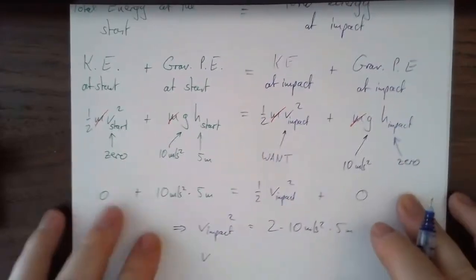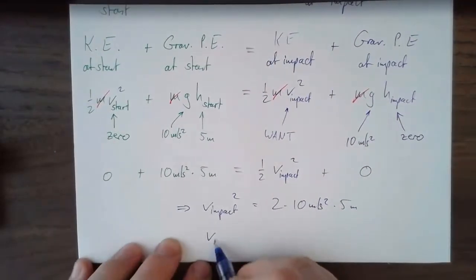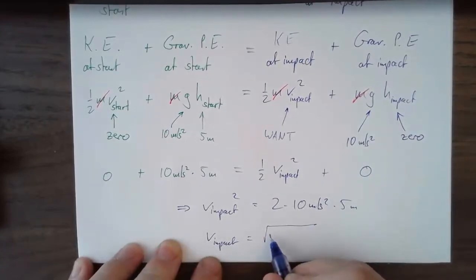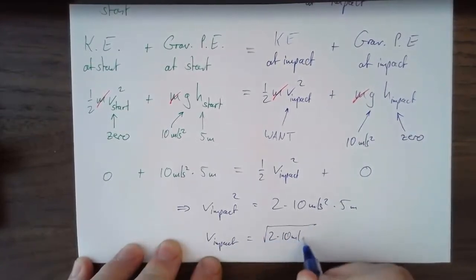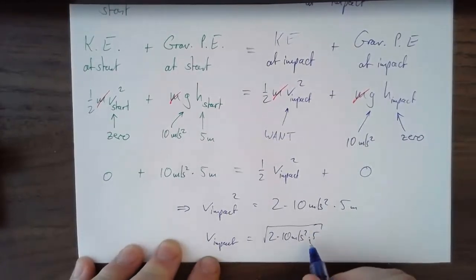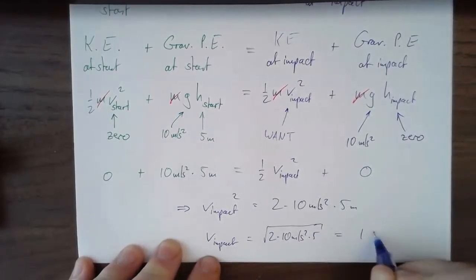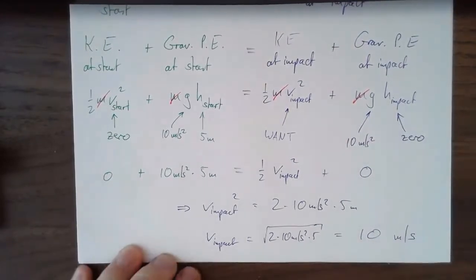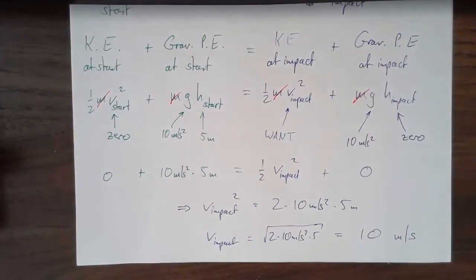So the impact speed is the square root of 2 times 10 meters per second squared times 5 meters. So what's this? 2 times 10 is 20, times 5 is 100, square root of 100 turns out to be exactly 10 meters per second. And that's the speed of impact.